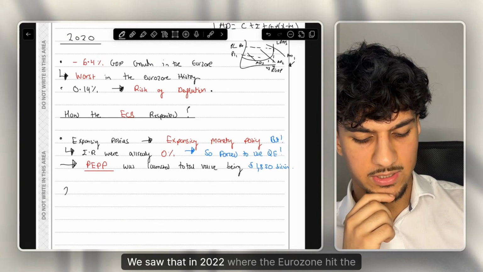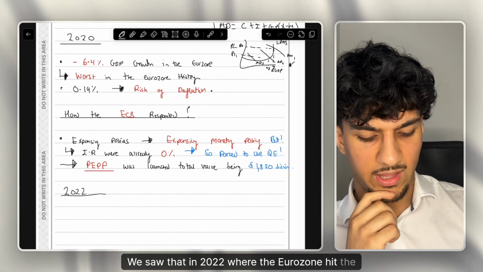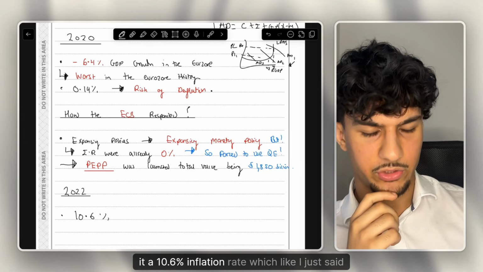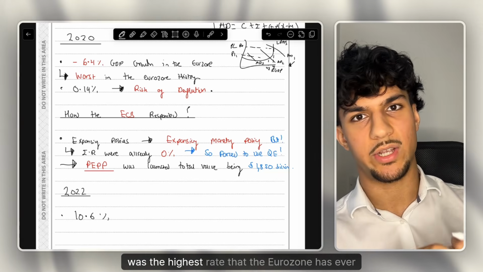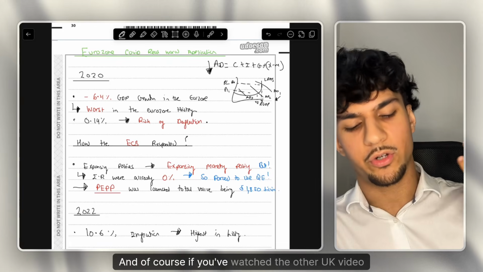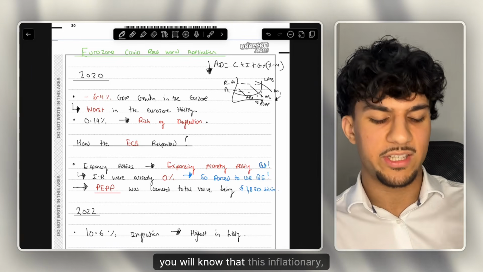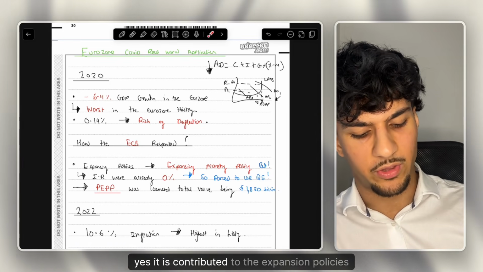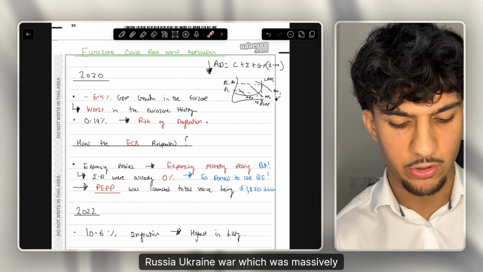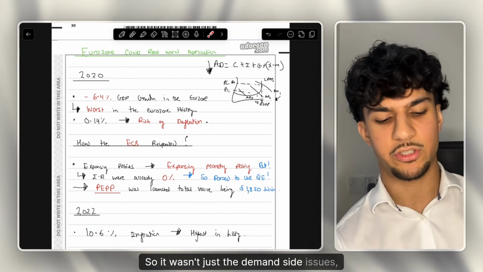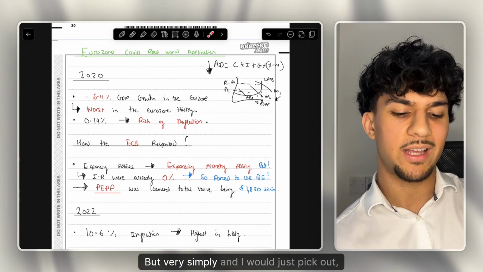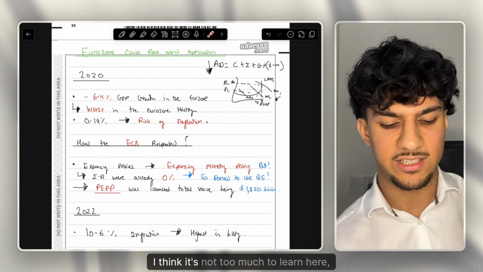And we saw that in 2022, where the Eurozone hit the highest ever rates of inflation. It hit a 10.6% inflation rate, which, like I just said, was the highest rate that the Eurozone has ever suffered with regards to inflation. And of course, if you've watched the other UK video, you will know that this inflation rate, yes, was contributed to by the expansionary policies, but at the same time, there was the Russia-Ukraine war, which was massively contributing to it. So it wasn't just the demand side issues, it was also the supply side issues, which contributed to the inflation.